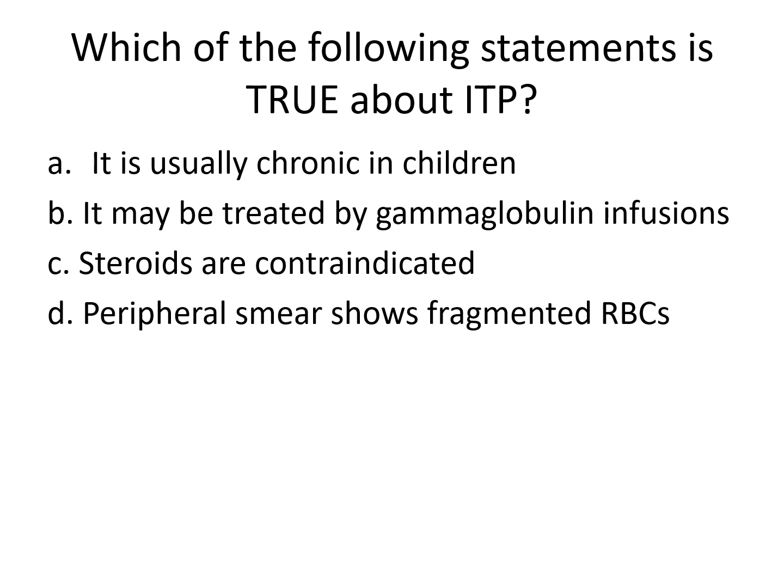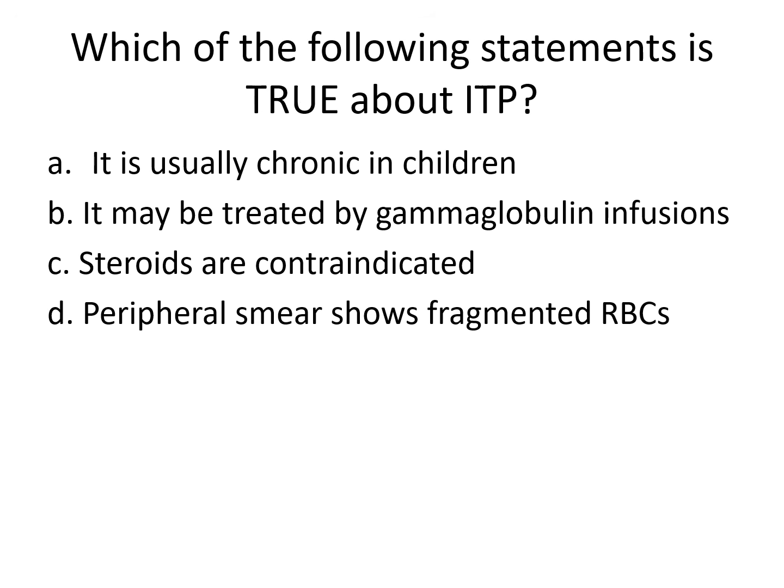Now, which of the following statements is true about ITP? It is usually chronic in children. It may be treated by gamma globulin infusions. Steroids are contraindicated. Peripheral smear shows fragmented red blood cells.